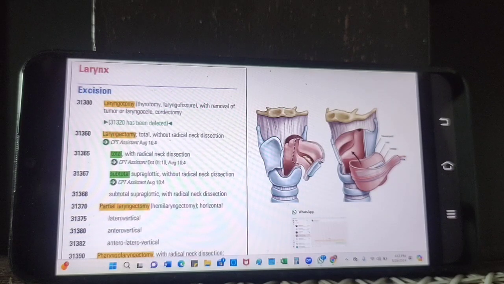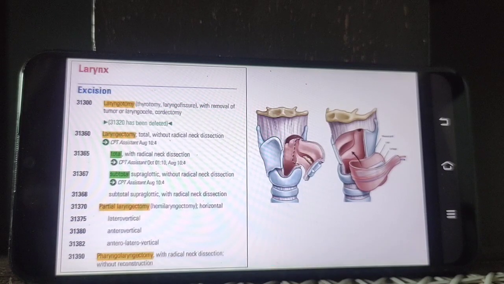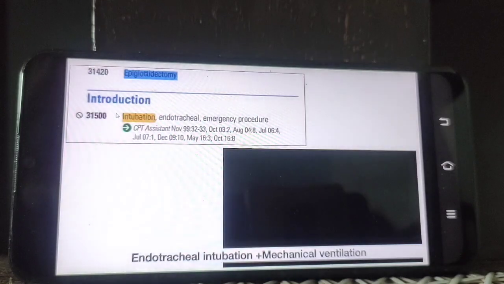For understanding the code description very well, you must read about the terminology. So terminology is very, very important. Anatomy and terminology is very, very important. Then endotracheal for epiglottomy 31420. 31420 for epiglottomy. For endotracheal intubation 31500.